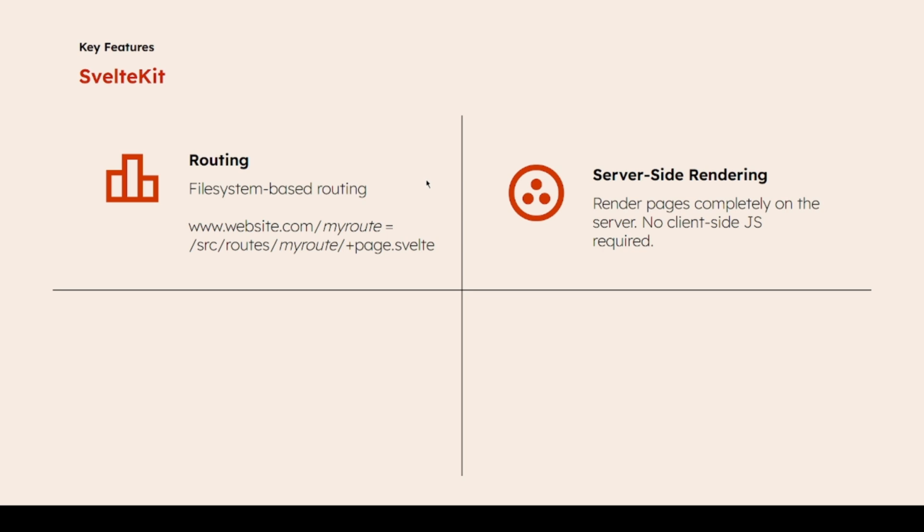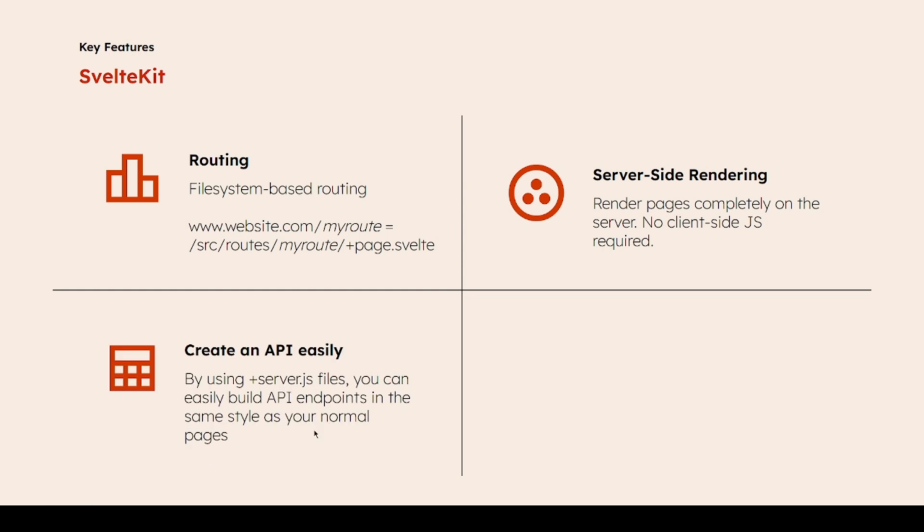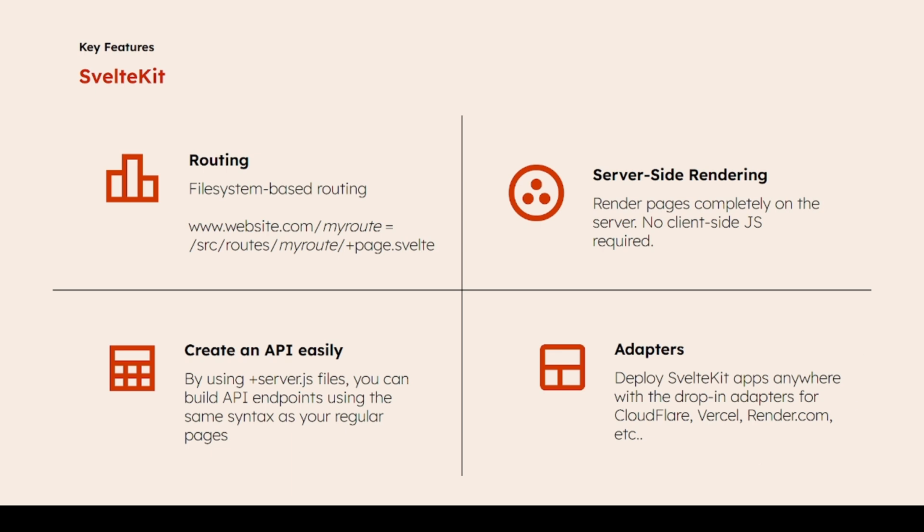Easy as that. Server-side rendering, you can have the option to render pages and run all the JavaScript entirely on the server, meaning that you can serve content even to people that have JavaScript disabled. You can create an API easily by, instead of making +page.svelte files, you just make +server.js files. And this allows you to build API endpoints, but using the similar syntax to what you're used to for making your pages. And finally, there are adapters for SvelteKit which help you deploy on different cloud platforms like Cloudflare, Vercel, Render.com, and any of those.